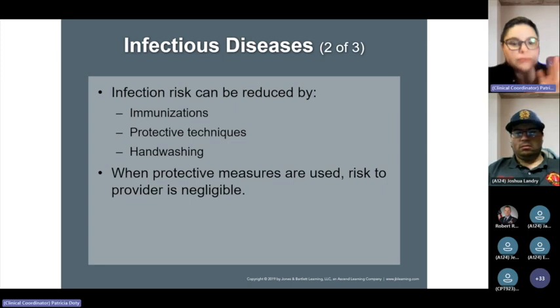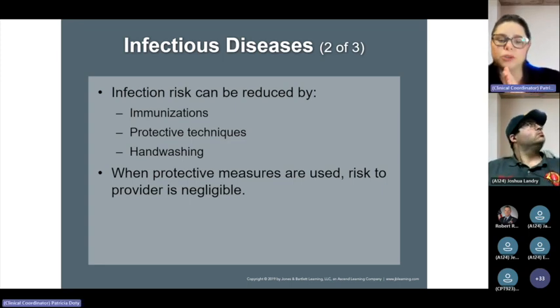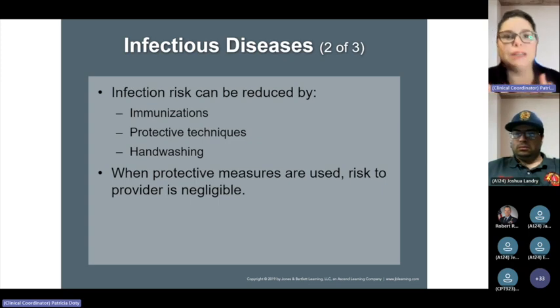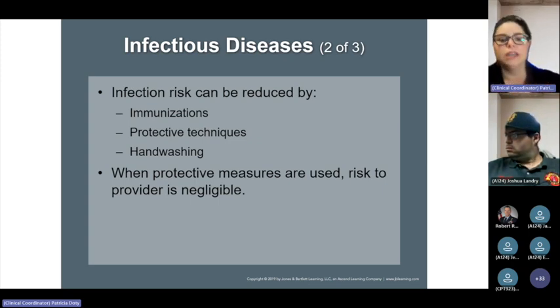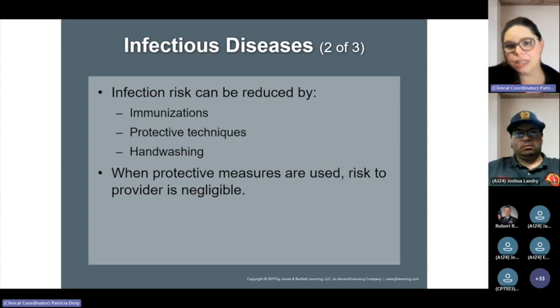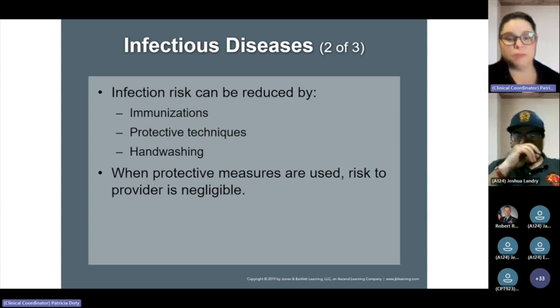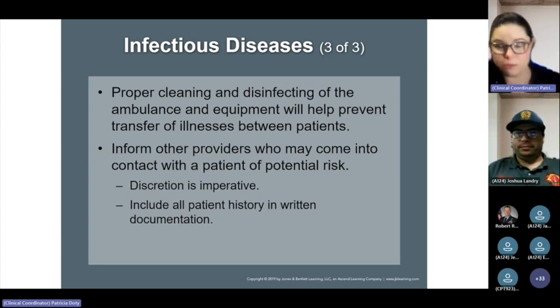Sorry. Okay, when protective measures are used, risk to provider is negligible. What does that mean? It means that it's lessened considerably. So if I wash my hands after I've dealt with somebody who has a communicable disease, I'm less likely to bring that back to myself, my partner, the place that I work, and my family, which, let's be honest, is the most important part, right? Is just not spreading whatever that is. Proper cleaning and disinfecting of the ambulance and equipment will prevent transfer of illness between patients.